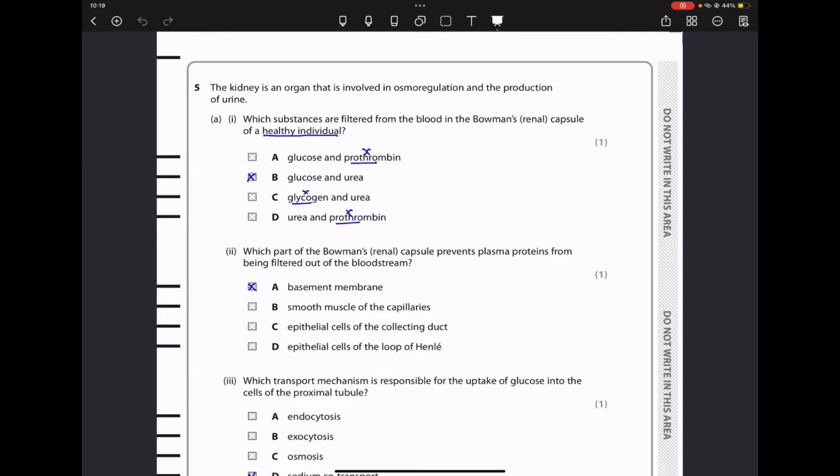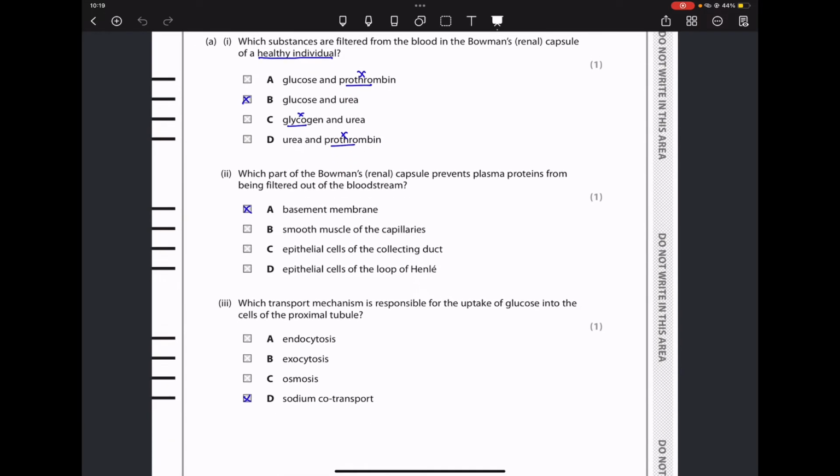Question 5, the kidney is an organ that is involved in osmoregulation and the production of urine. Which substances are filtered from the blood in the Bowman's capsule of a healthy individual? So, of course, there is no filtration of prothrombin, there is no glycogen, there is no prothrombin. It should be glucose and urea, and my answer is B.